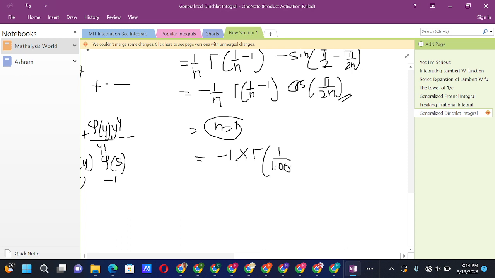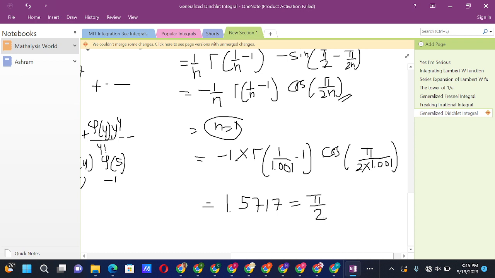We substitute 1.001, so minus 1 times cos of pi by 2 times 1.001. Now if I plug these values in my calculator, so minus 1 times gamma function of 1 by 1.001 minus 1, and cos of pi by 2 times 1.001, I get this to be 1.5717 and 0301614. Okay, so you might recognize that this is actually pi by 2.